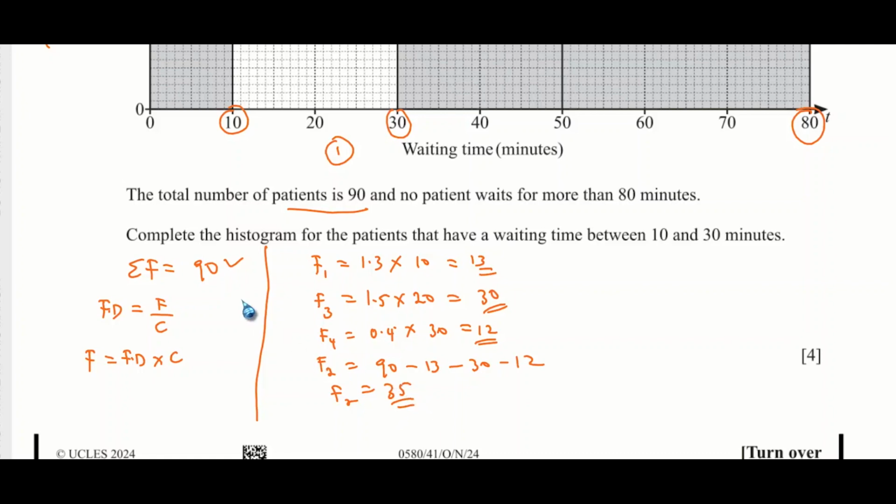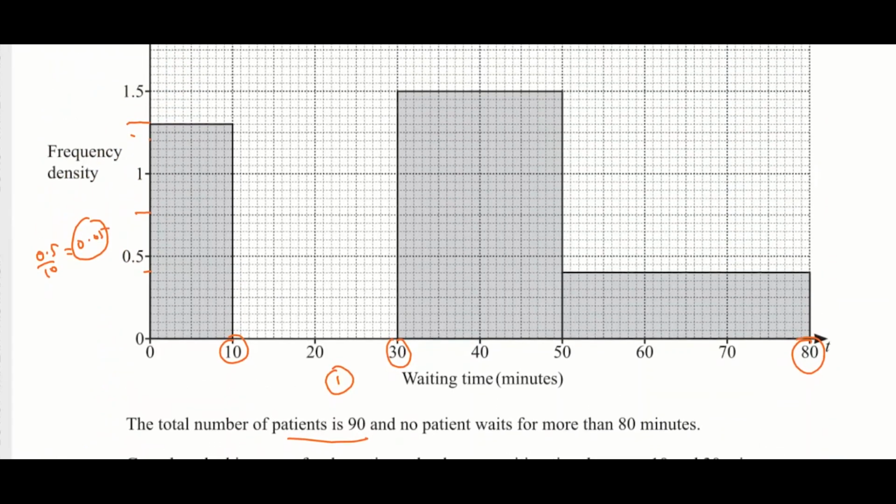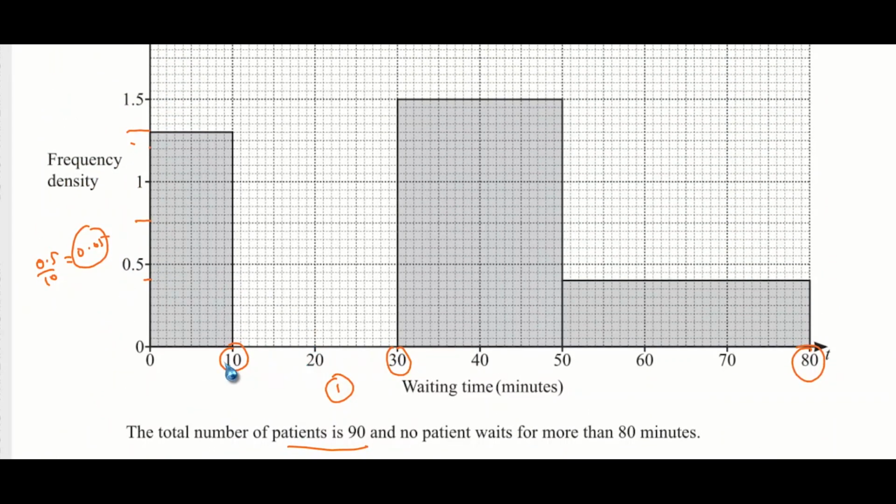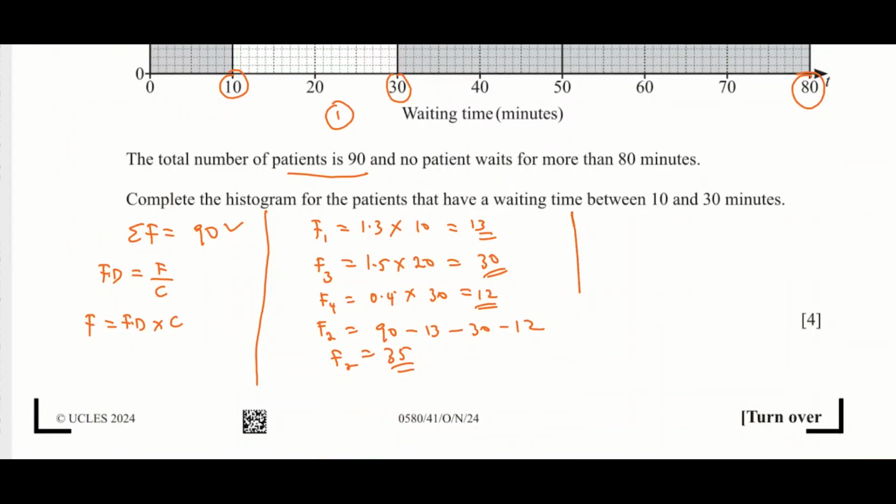So since we know the frequency now, we can get the frequency density for this class, between 10 and 30. So the frequency density is equal to frequency over the class size. The frequency is 35, and the class size is 30 minus 10, that is 20. So if you do 35 divided by 20, you should get 1.75.